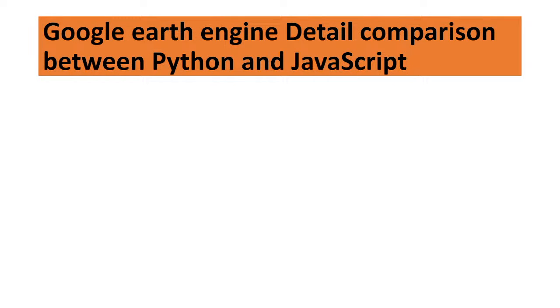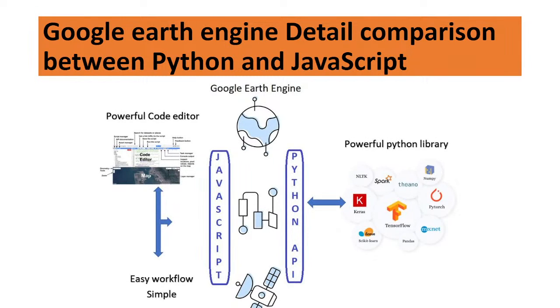So we already discussed the JavaScript API code editor, but Google Earth Engine is also supported by Python. So this time I will talk about how we can easily create the Python API for the Google Earth Engine platform. Basically, you can see here the basic difference between Google Earth Engine JavaScript and Python. In JavaScript programming, we get the powerful code editor. We already discussed this code editor. It's a very powerful code editor with an easy workflow.